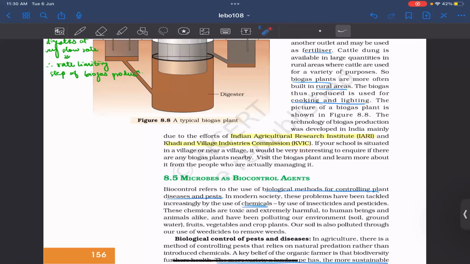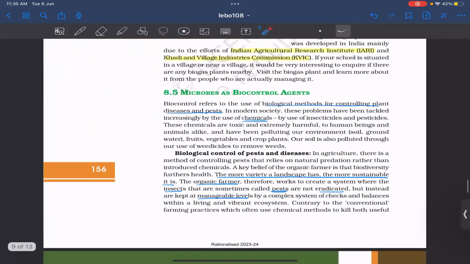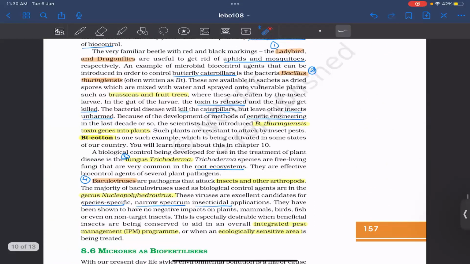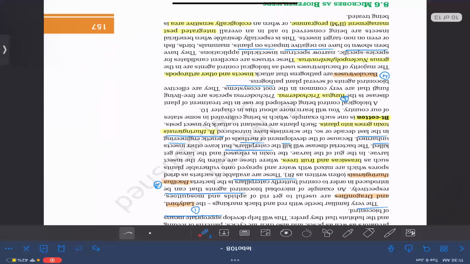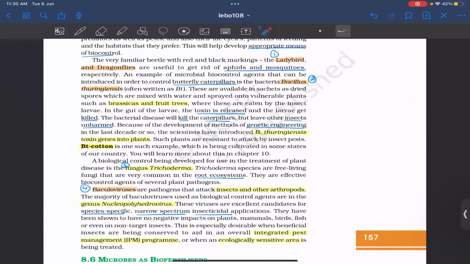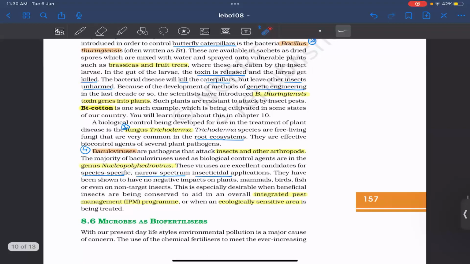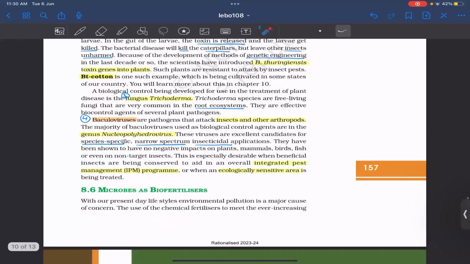Now, the microbes as biocontrol agents. Here we have ladybird and dragonfly, which reduce the aphids and the mosquitoes. Then we have Bacillus thuringiensis, which decreases the butterfly caterpillars, and it is introduced into the cotton plant and leads to formation of BT cotton through genetic engineering. Then we have the fungus Trichoderma. Trichoderma is present in the root ecosystem.